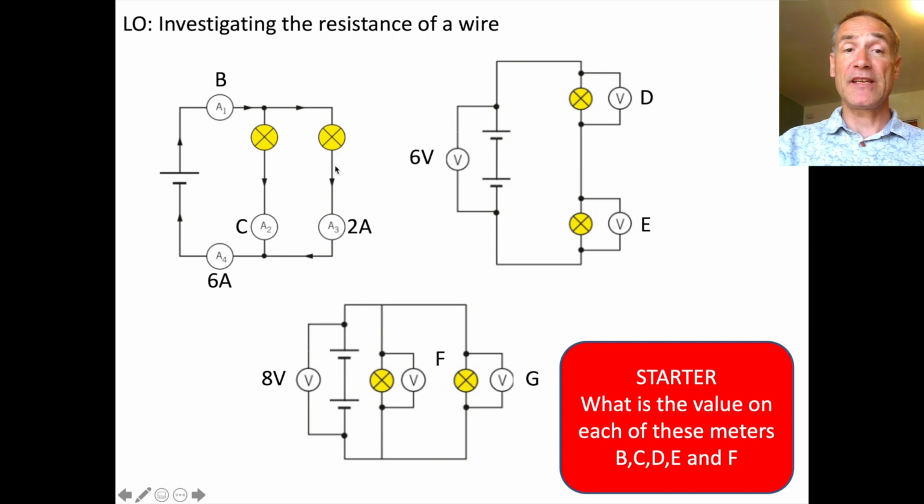What you need to do is just write down what the meter readings would say. So B is an ammeter, C is an ammeter, D is a voltmeter, E is a voltmeter, F and G are both voltmeters. Have a go at that. I'll go through the answers in a minute.